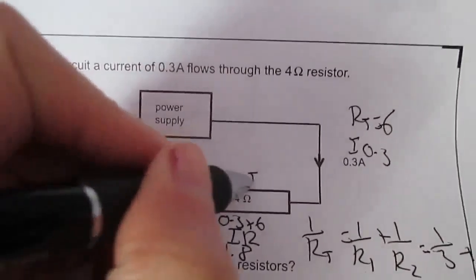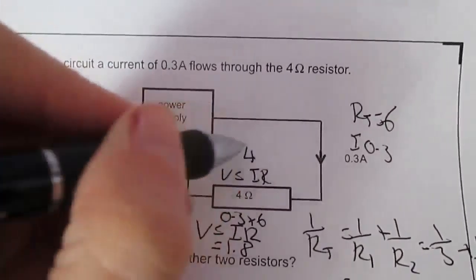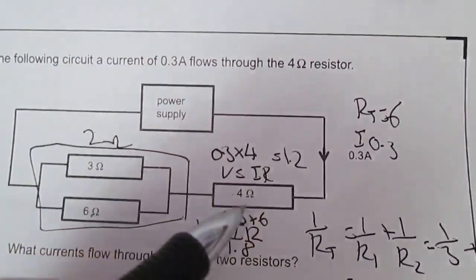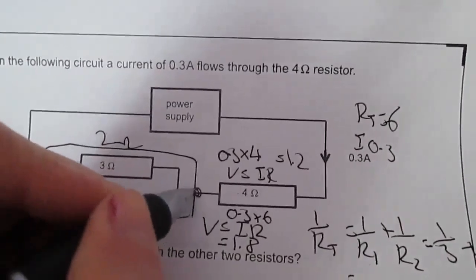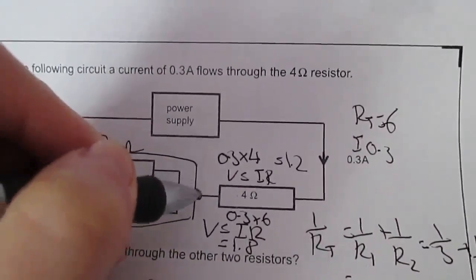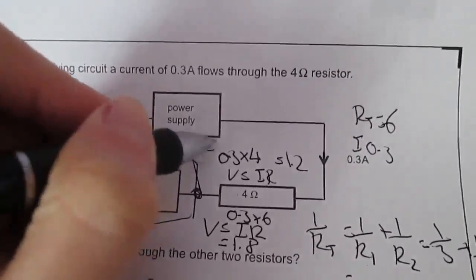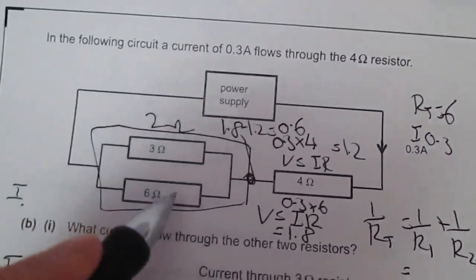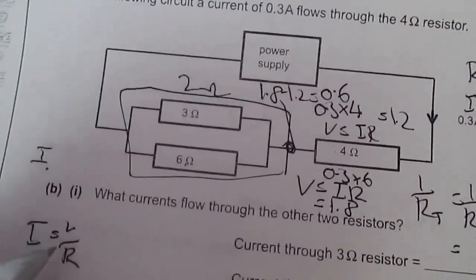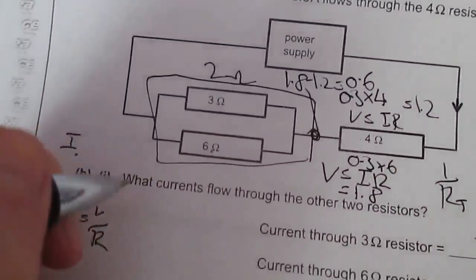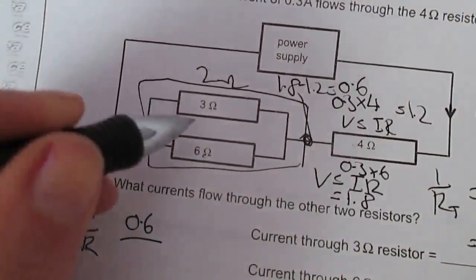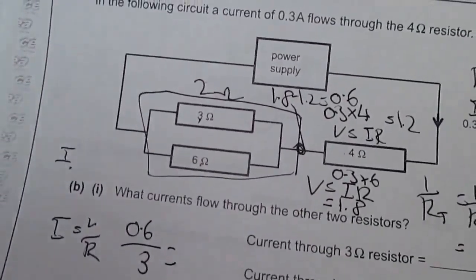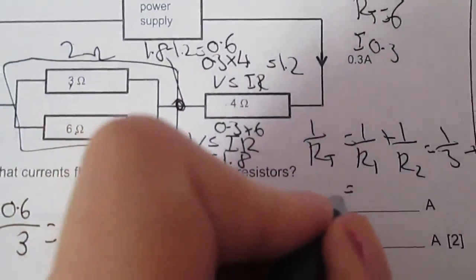So V is equal to IR again. It's the 4 resistance times 0.3, which equals 1.2. So when we've got to this point here, the voltage we have left is 1.8 take away 1.2, which equals 0.6. Okay, so that is our voltage, and in a parallel circuit the voltage is the same. So using this equation, I have my voltage of 0.6 divided by my first resistance, 3, which equals 0.2.